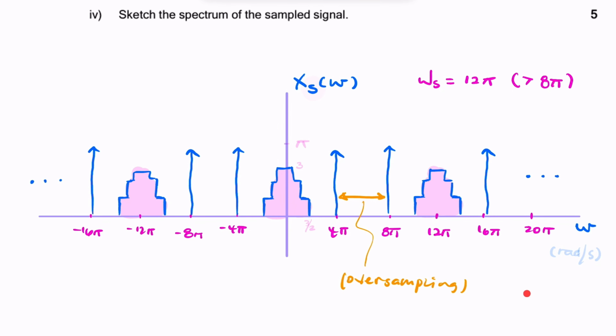And as long as you label your axis correctly, so this is in radians per second, and I don't label it as x, I label it as xs because it's been sampled, that should be okay. Maybe it would help if I annotated the y-axis with a pi there, and maybe a 3 there, and here a 3 over 2. That's as complete as it needs to be.